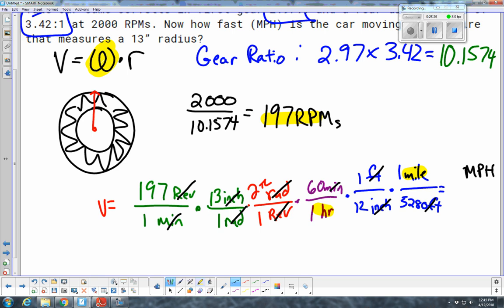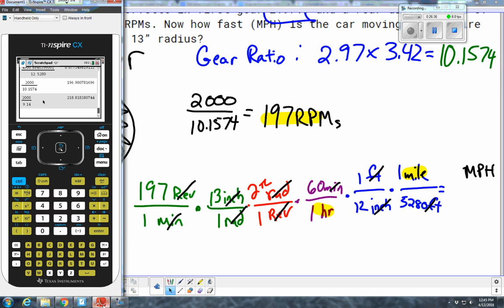All right, so let's see. We got 197 times 13 times 2 pi, times 60. Enter. Okay, that's the whole top. Divide. Now, parentheses on the bottom, guys. So we got 12 times 5280. Close that off. Enter. I got 15.23 miles per hour. So if you put that Corvette in first gear, hold it at 2,000 RPMs, assuming 2 things, which I'll tell you in a sec, you'll get 15 miles per hour.